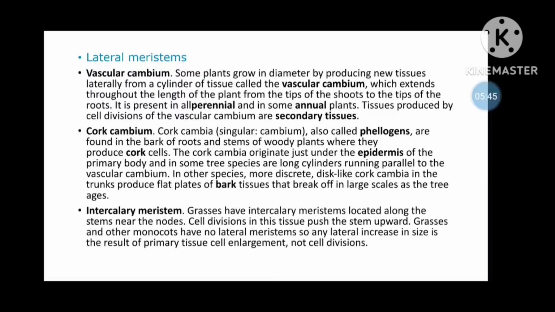The tissues produced by cell division in the cambiums are secondary tissues. Next is your cork cambium. This cork cambium is also known as phellogen. The cork cambium originates just under the epidermis of the primary body, in tree species as a long cylinder running parallel to the vascular cambium. Right? The intercalary meristem is present at the node, which helps in the increment in the distance between the two nodes.